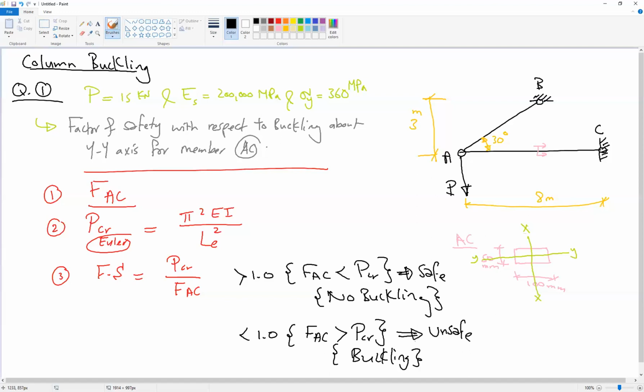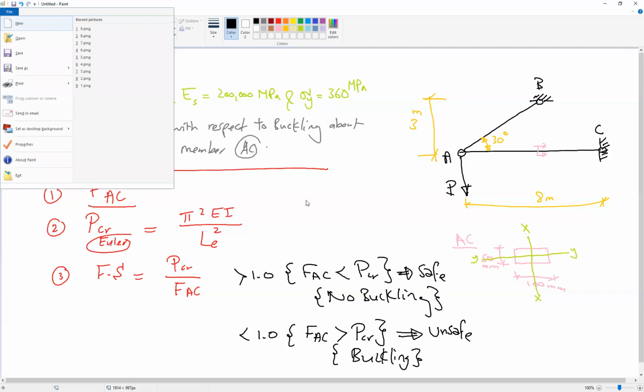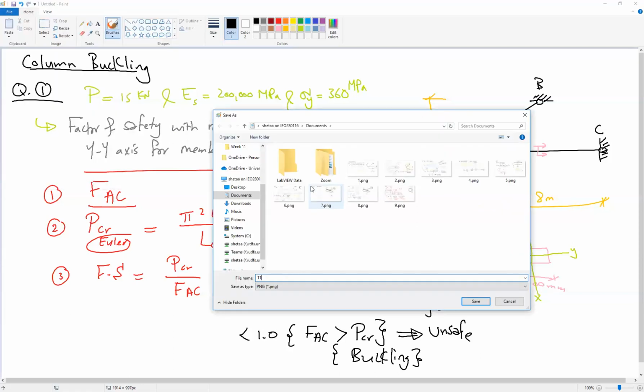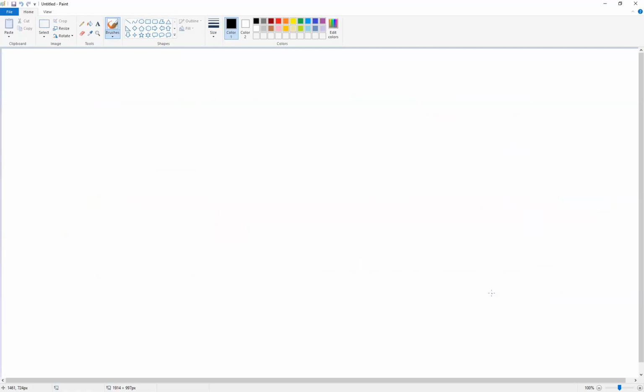Okay, this is a brief explanation of what we need to do in this problem, or any problem in buckling. We need to find the force in the member and check it against the critical load. If the force is less than the critical load, there is no buckling. If the force is greater than the critical load, the buckling will happen. Okay, so now we return back to our problem.